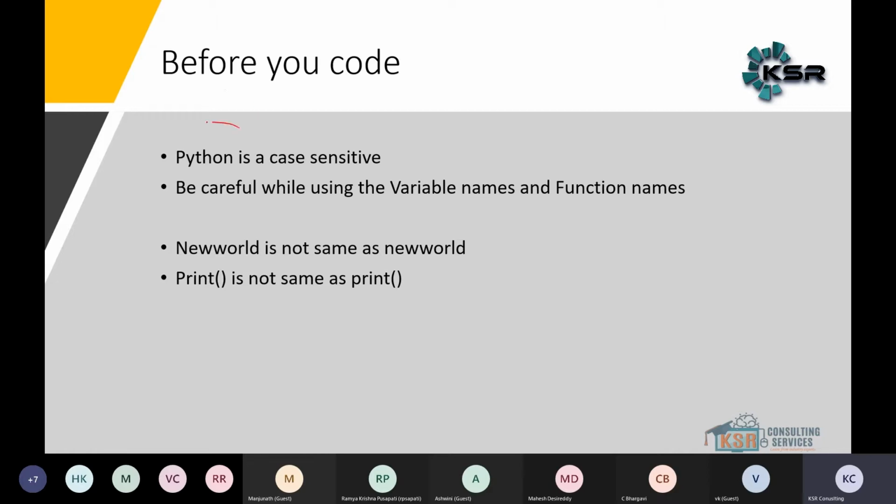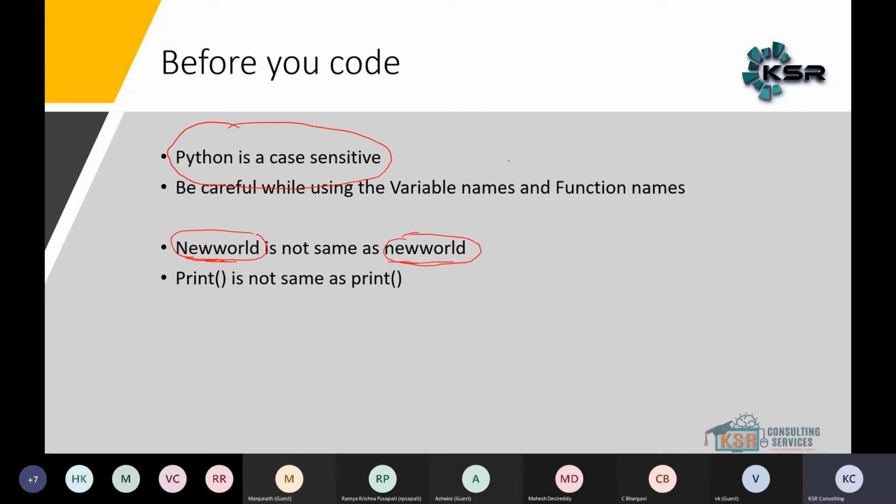The first point is that Python is case sensitive. What do you mean by case sensitive? That means the word "new" is not the same as the word "New". In the first, n is capital; in the second, n is small. Case sensitive means it shows a difference between capital letters and small letters.